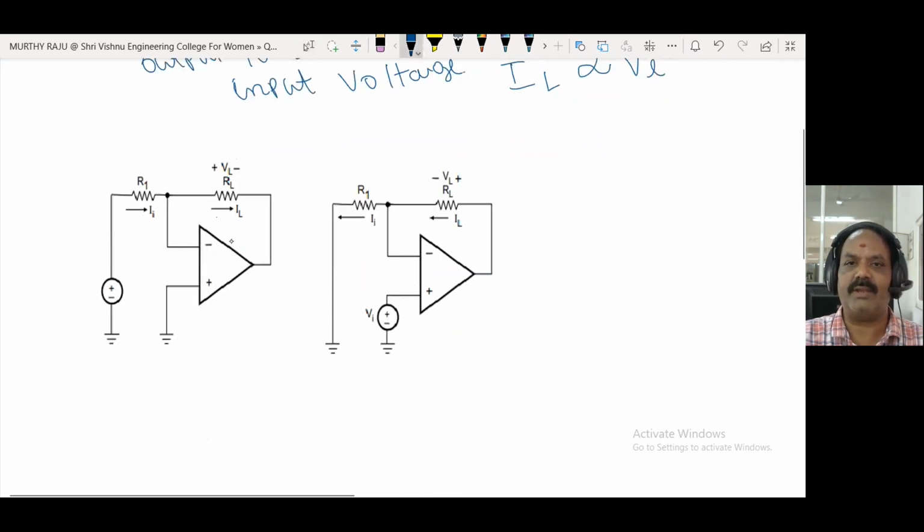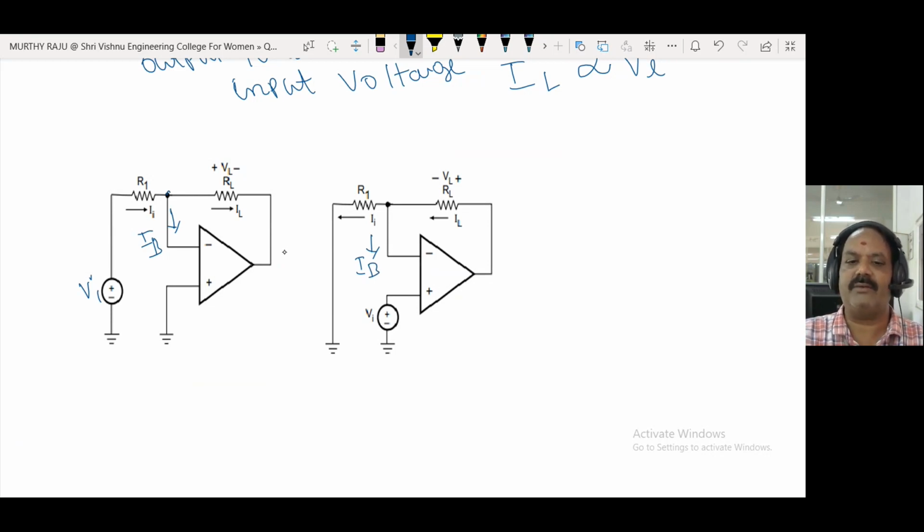These are the two configurations. Here VA is applied to the inverting terminal of the op-amp. Here minus VA is applied to the non-inverting terminal of the op-amp. Here these are the node currents. This is the IB current.